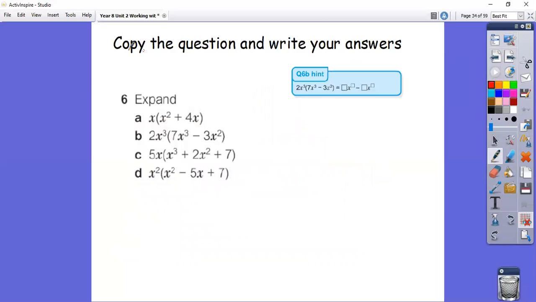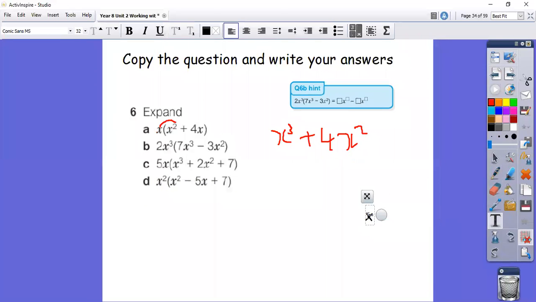Question 6. So again, copy the question. So expand. Again, we're expanding everything inside the brackets by what's outside the brackets. So you're going to do the first one. x times x squared is x to the power 3, so that's x cubed. x times 4x is going to be 4x squared. So let me just write these out.